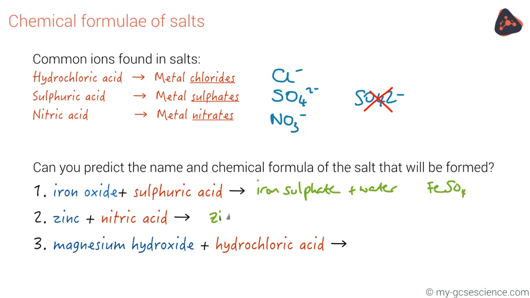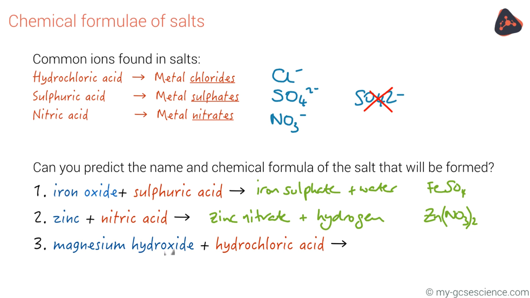Zinc will react with nitric acid to make zinc nitrate plus hydrogen because we have a metal reacting with an acid. And the formula of the salt will be Zn for zinc and NO₃ for nitrate. But here we have to be careful because zinc is normally a 2+ ion and nitrate is normally a 1- ion. So we'll need two of the nitrates to cancel out the charge of the zinc. To write this properly, we need to put the nitrate section in brackets and add a small 2 afterwards to show that we have two of these nitrates which have a 1- charge and one of the zincs which has a 2+ charge, and now that's the correct formula.